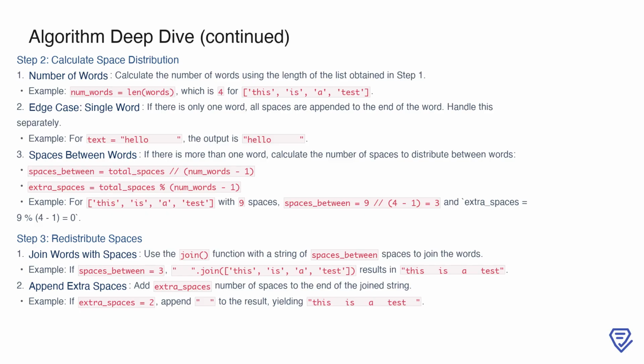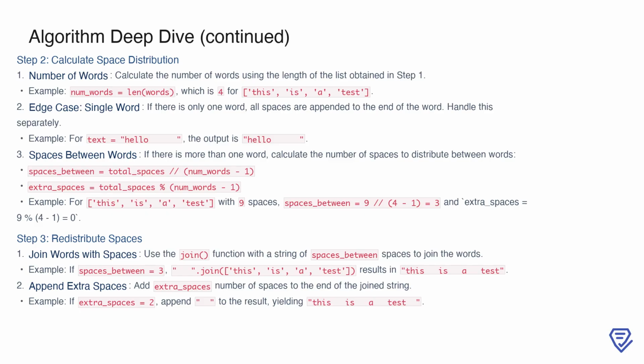The spaces_between is the number of spaces that can be evenly distributed between each pair of words, calculated as the integer division of total spaces by number_words minus 1. The extra_spaces are the leftover spaces, found using the modulo operation. As an example, with 9 spaces and 4 words, the division gives spaces_between equals 3 and extra_spaces equals 0. These calculations ensure that the spaces are distributed as evenly as possible, with any remaining spaces set aside for later.